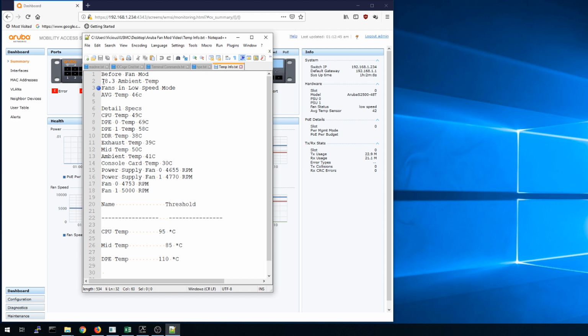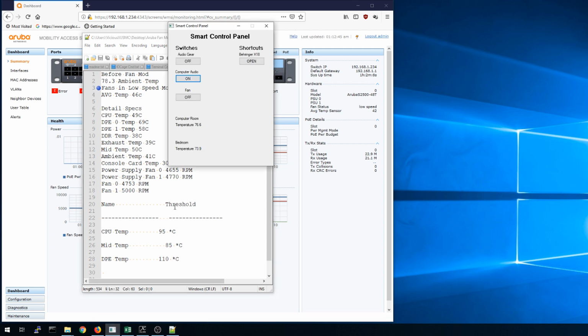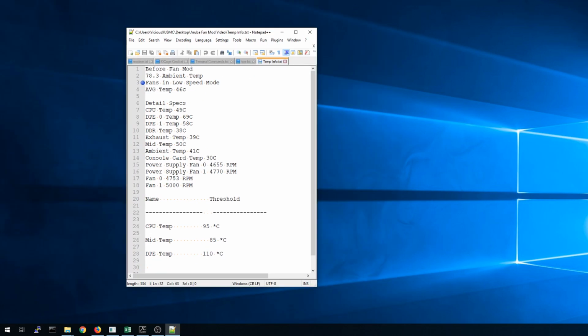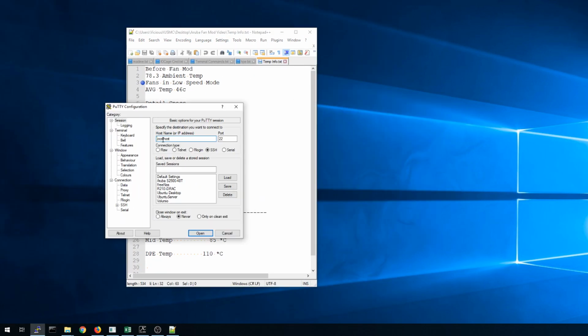So we had an ambient temperature of 78.3 degrees earlier. As reported by my temperature sensor in here, it is now 76.6. So it's a little bit cooler in here, so that's going to give us a little bit cooler temperatures. The average temperature as reported by the web interface was 46 degrees Celsius. It is now reporting 42 degrees Celsius. And of course, for these detailed specs, we need to go into the CLI to see those. So let's log into the CLI.